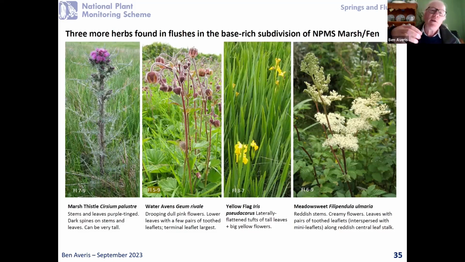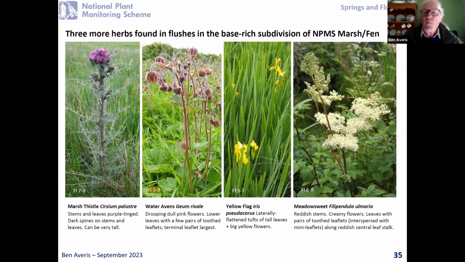Water avens, lovely drooping, dull, pinky flowers. Yellow flag, unmistakable, great big long leaves occurring in flattened tufts, like they've all been squashed into one plane, and the unmistakable yellow flowers. And meadowsweet with those creamy flowers and leaves with opposite pairs of leaflets, with little tiny miniature leaflets in between the opposite pairs as well.